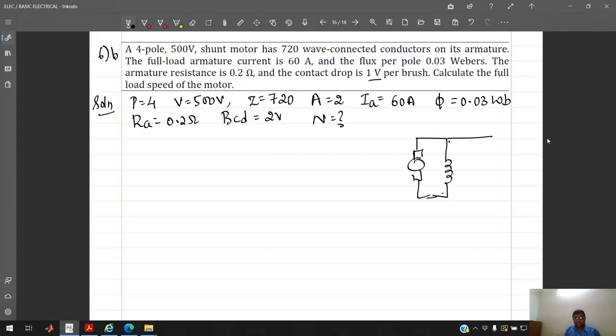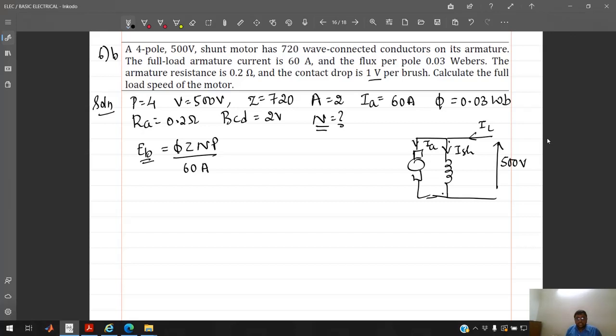Then you have the voltage of 500 volts which is being applied, and IL, ISH, then Ia is flowing into the armature winding. Now to calculate the speed, I have the formula Eb is equal to phi Z N P by 60A. But to calculate speed, I already know phi, Z as well as P and A, but I don't know Eb. To calculate Eb, I need to use this KVL equation to solve the given problem.